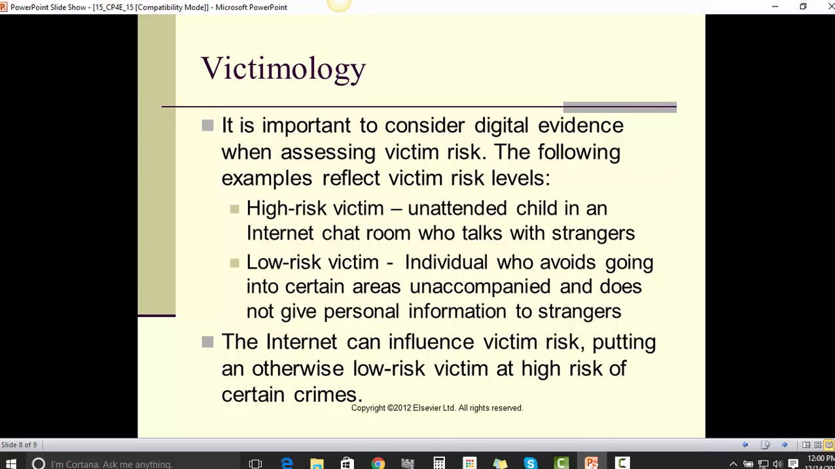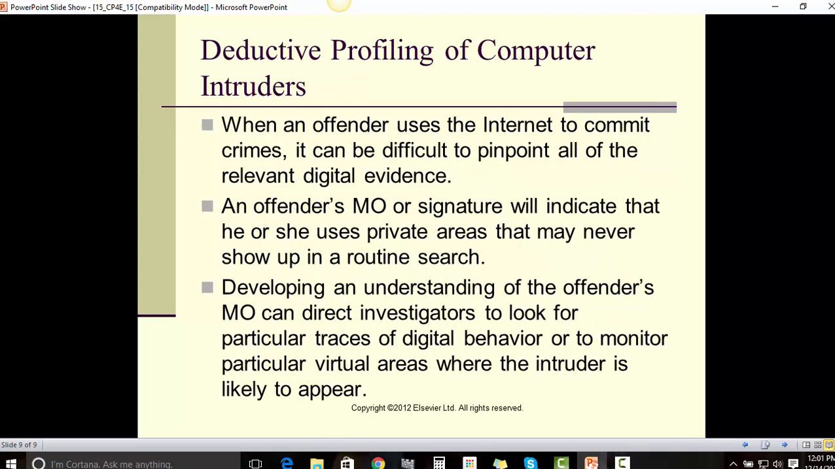Victimology. It is important to consider digital evidence when assessing victim risk. The following examples reflect victim risk levels. High-risk victim: an unsupervised child in an Internet chat room who talks to strangers. Low-risk victim: an individual who avoids going into certain areas unaccompanied and does not give personal information to strangers. The Internet can influence victim risk, putting an otherwise low-risk victim at high risk of certain crimes.